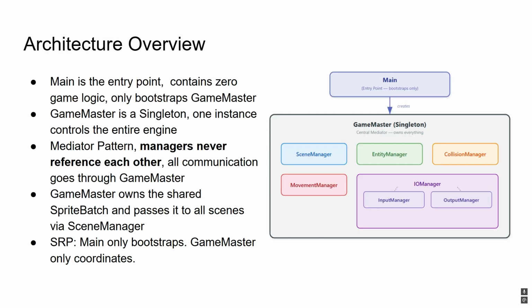Our abstract engine is built around a central class called GameMaster. Main is the entry point, it does zero game logic. It just creates GameMaster and forwards lifecycle callbacks. GameMaster is a singleton and acts as a mediator, where it owns all 5 managers and they communicate through it, and never directly with each other.